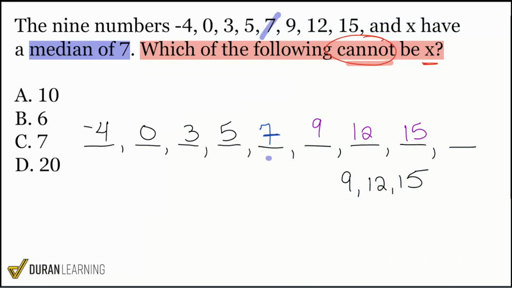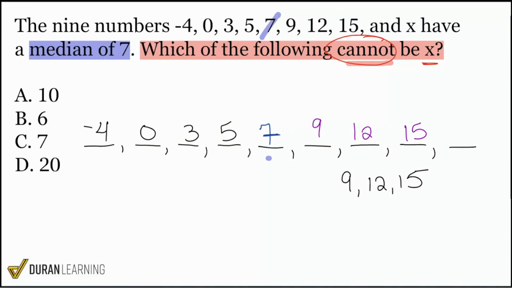When we think about this, everybody, the missing value x, does x have to be greater than or equal to 7 or smaller than or equal to 7? What does x have to be for it to fit in this list? Does it have to be greater than or equal to 7 or less than or equal to 7? Yeah, it has to be greater. x has to be greater. So we can go ahead and say this here.